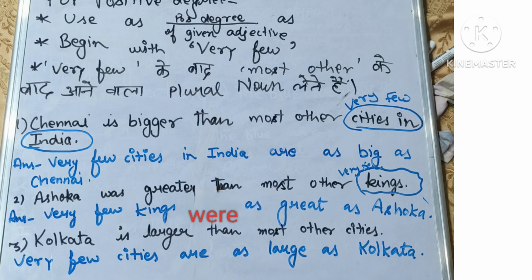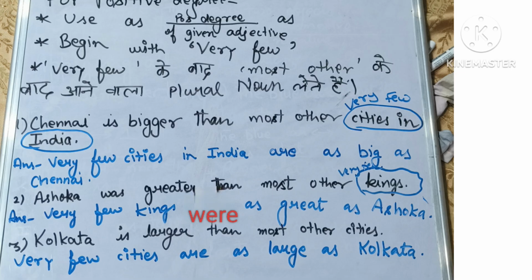So what was the rule number 1? Rule number 1 was the same as we learned in type 1 or category number 1: as big as, as great as, as large as, right? And the second rule was you have to start with "very few", and after "very few", what we have to take, we have learned. Now just transform the sentences. Sentence number 1, Chennai is bigger than most of the cities in India. So we'll start with "very few", and after "very few", we will take cities in India, right? Completely, we will take very few cities in India.